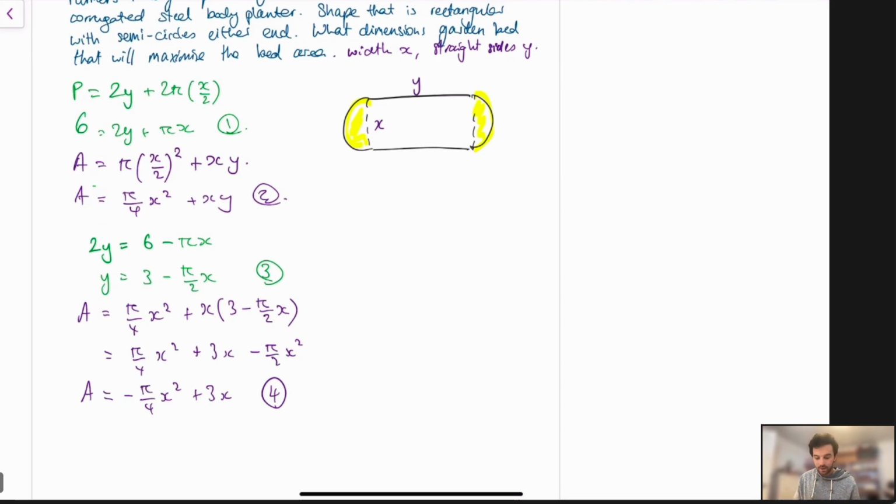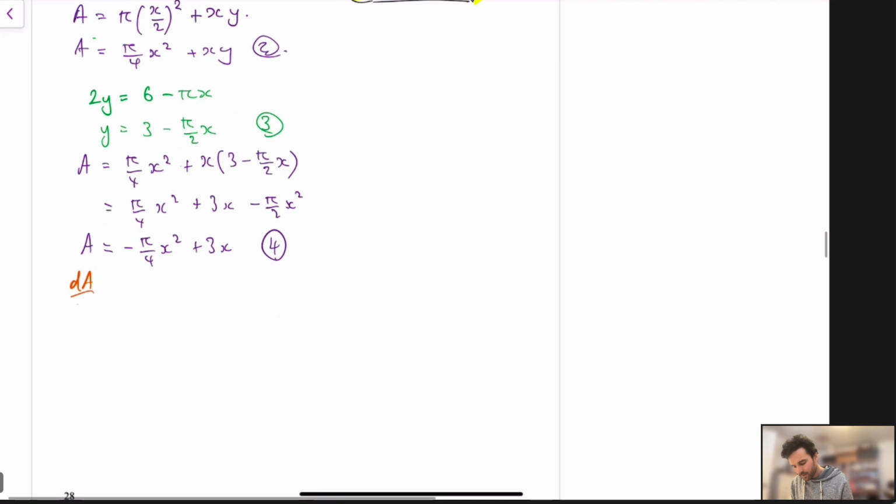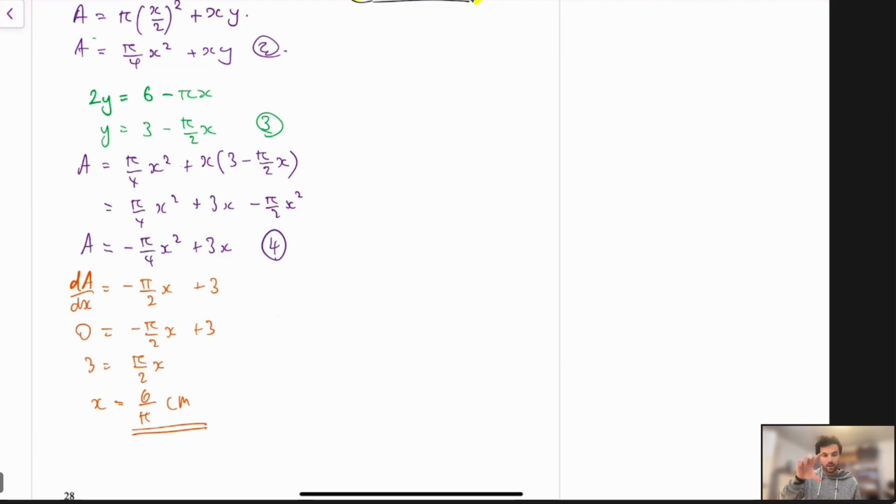Let's now optimize this. To maximize, we want to differentiate and find those stationary points. So dA/dx, okay, we've got that there, and then we make it equal to 0. Times by 2, divide by pi, and there we go. You've just found the diameter of the semicircle part, 6 on pi.